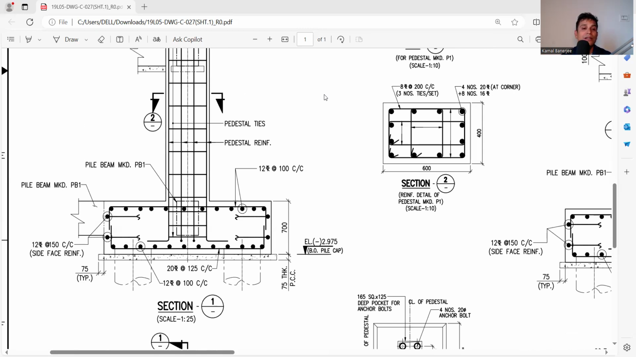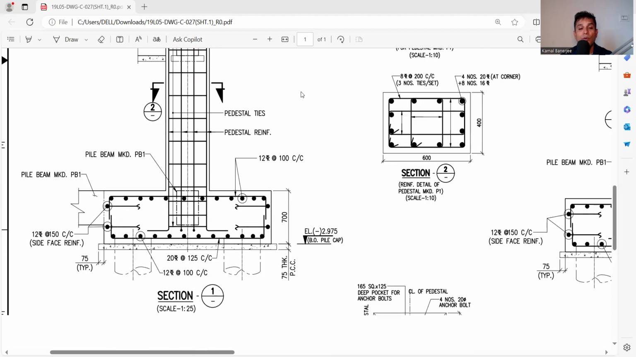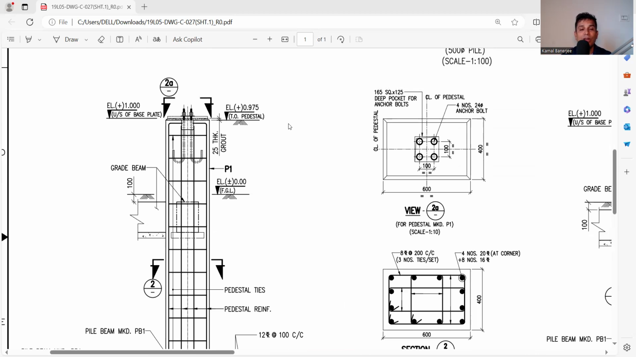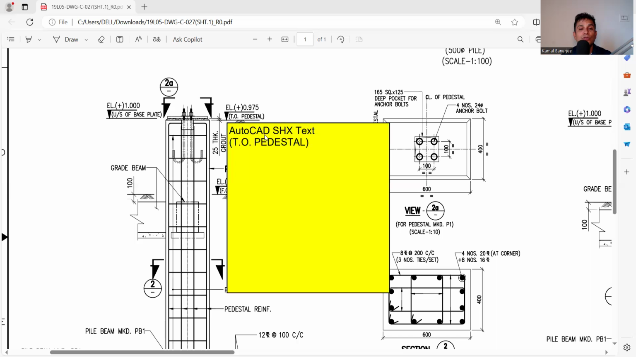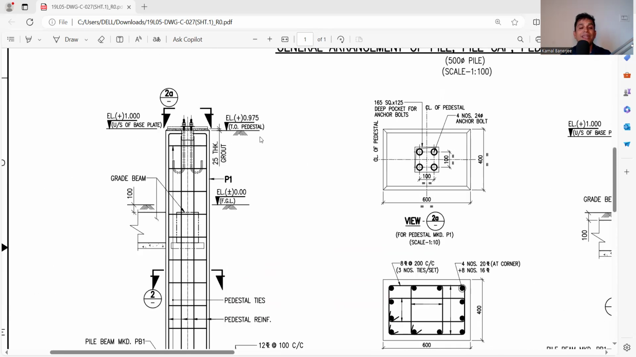Now here is the pedestal reinforcement, or the column reinforcement. See here is the bottom of pile cap, that is minus 2.975, and you can see here the top of pedestal is 0.975, and above that there is the anchor bolt, that means the PEB structure will come. So we need to cast up to this. From minus 2.975 to plus 0.975 we need to cast the pedestal.